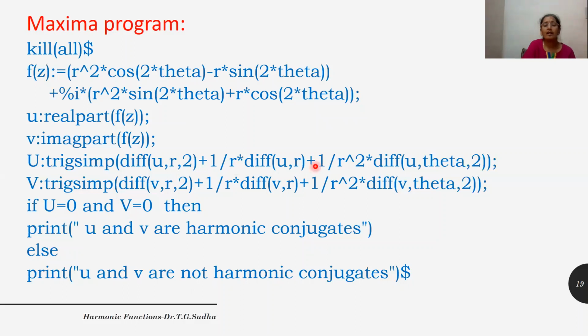And this is the Laplacian in the polar form. That is diff of u comma r comma 2, that is the partial derivative of u with respect to r twice, plus 1 by r into dou u by dou r, plus 1 by r square into dou square u by dou theta square. Once again, diff returns the derivative of u with respect to r or any other variable put here, that is theta or r. Either it is 2 times or the first order derivative.